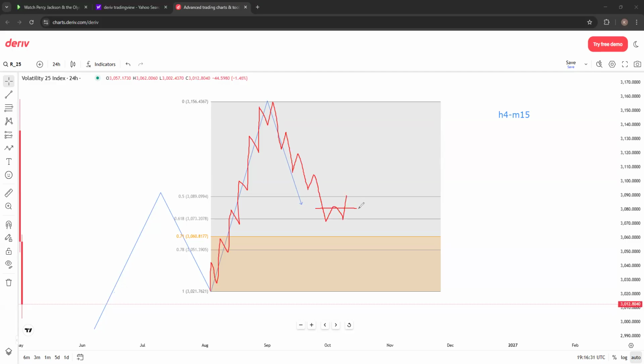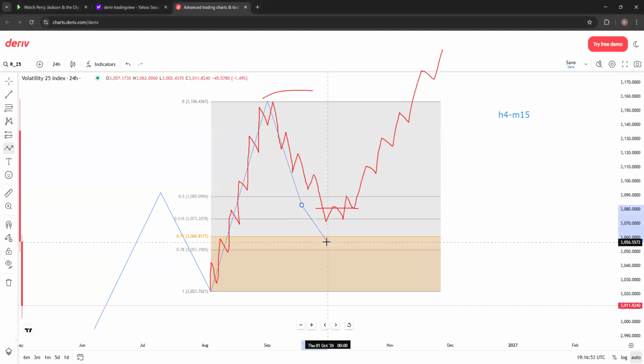As soon as we get a break of structure, this tells us, okay, this correction is now over. We're now going to have the continuation, which is a high, a low, a high, a low, breaking the area of the previous high. So at the end of the day, what you're going to see in your H4 is price is going to come, react, and then go up.